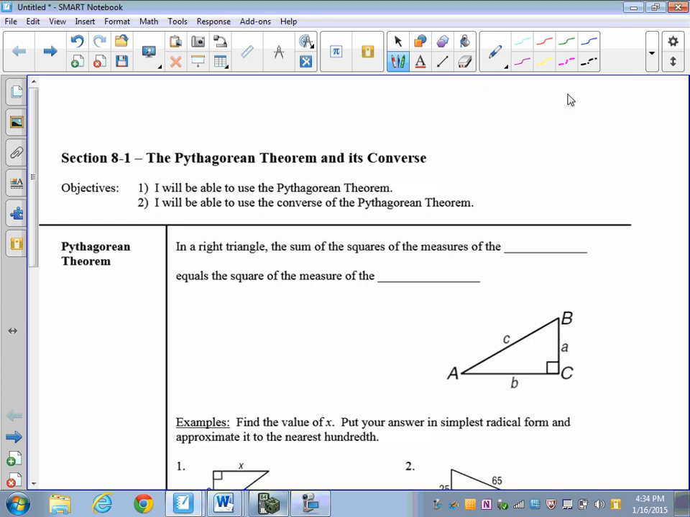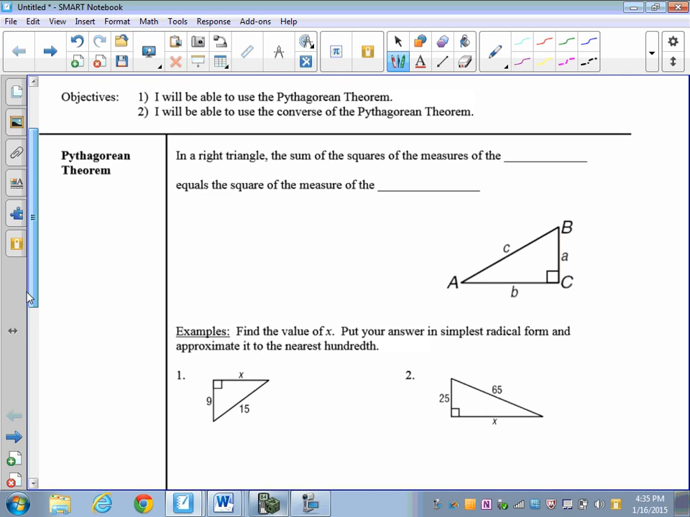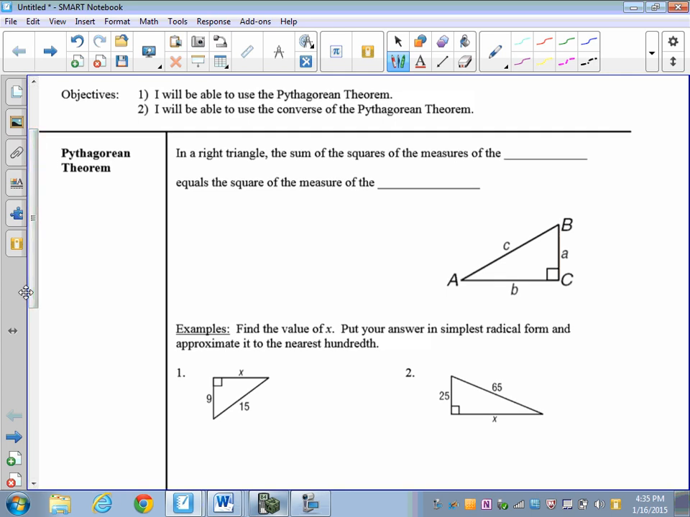These are going to be the notes for section 8.1, the Pythagorean Theorem and its converse. The objectives are: I will be able to use the Pythagorean Theorem, and I will be able to use the converse of the Pythagorean Theorem. We've already talked a lot about the Pythagorean Theorem in terms of the distance formula, and you should have seen it earlier on in 8th grade math or pre-algebra.